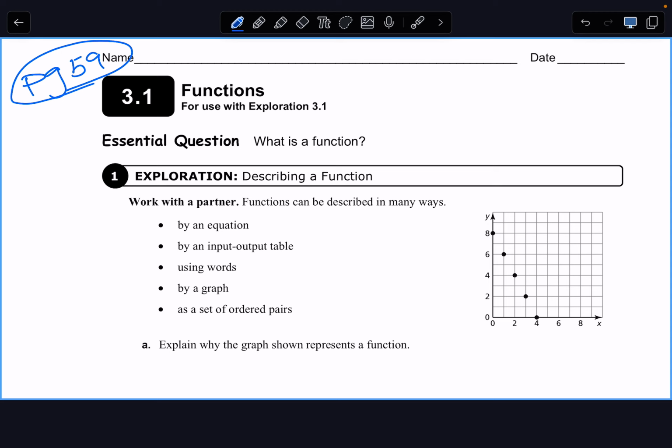Okay? However, you know what? I did not know this was frozen. It's like I wrote page 59 up there for you. You can see it. Okay?